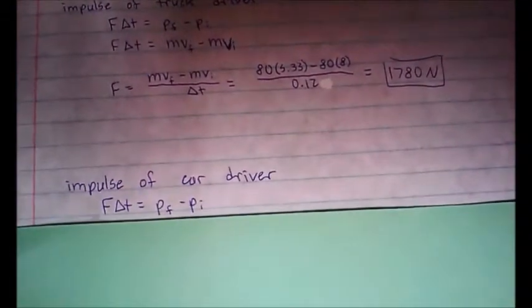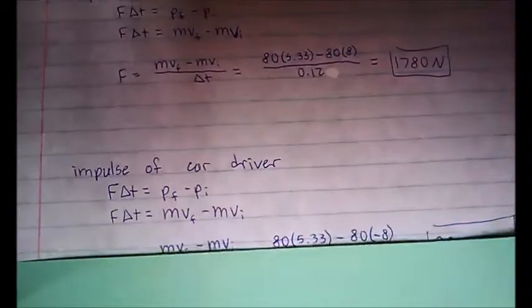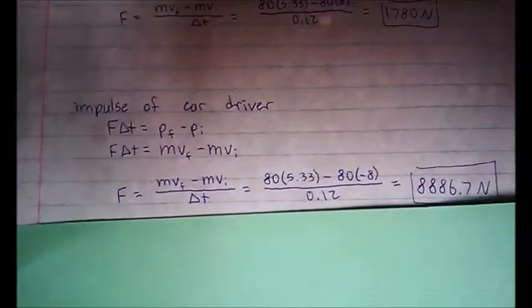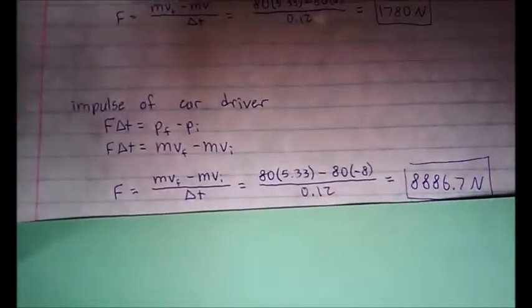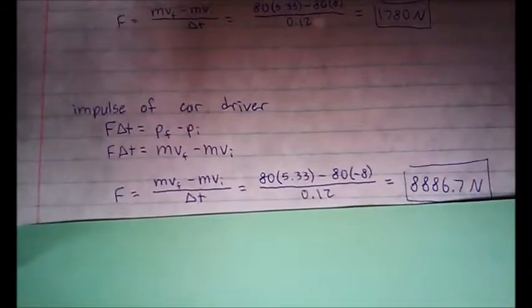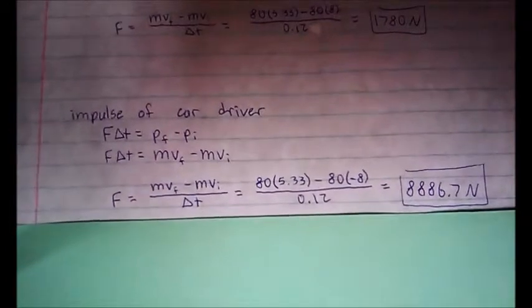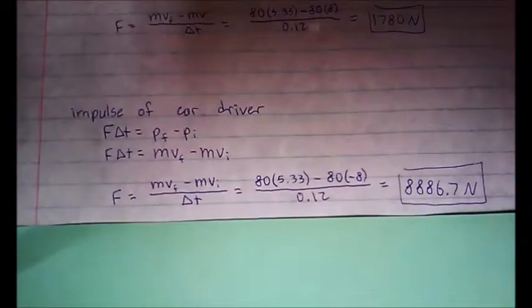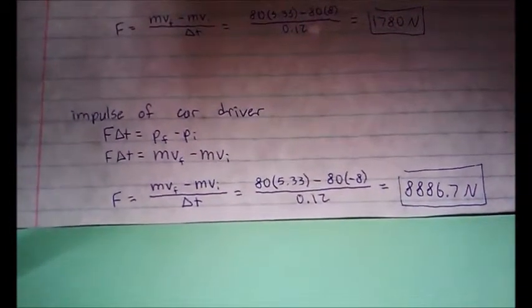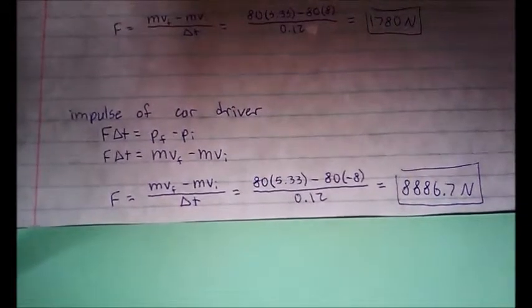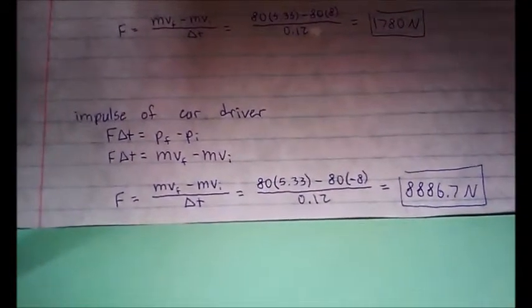For the impulse of the car driver, we use the same method, but we know that the car driver has to have the negative velocity, so it's going to be a much larger number because it's a negative times a negative. We use the same method and we solve it out to 8,886.7 newtons, a much larger number. And that's how you solve Chapter 9, number 22.